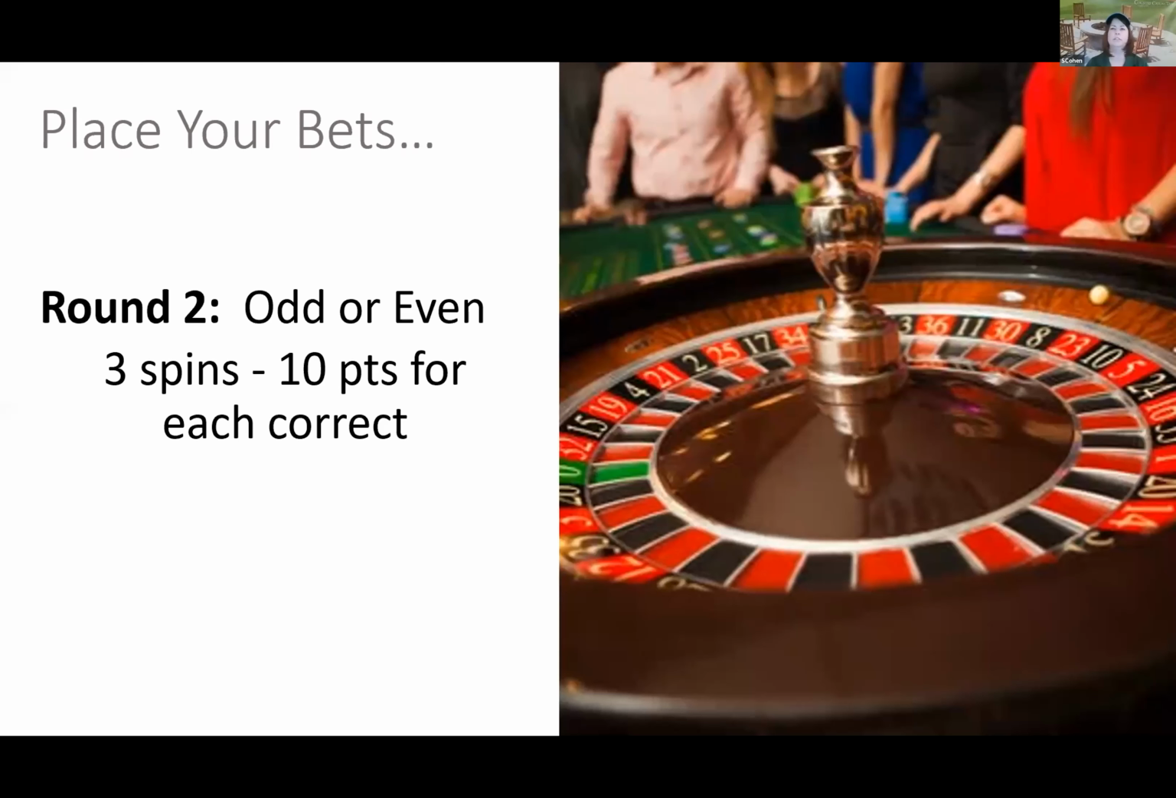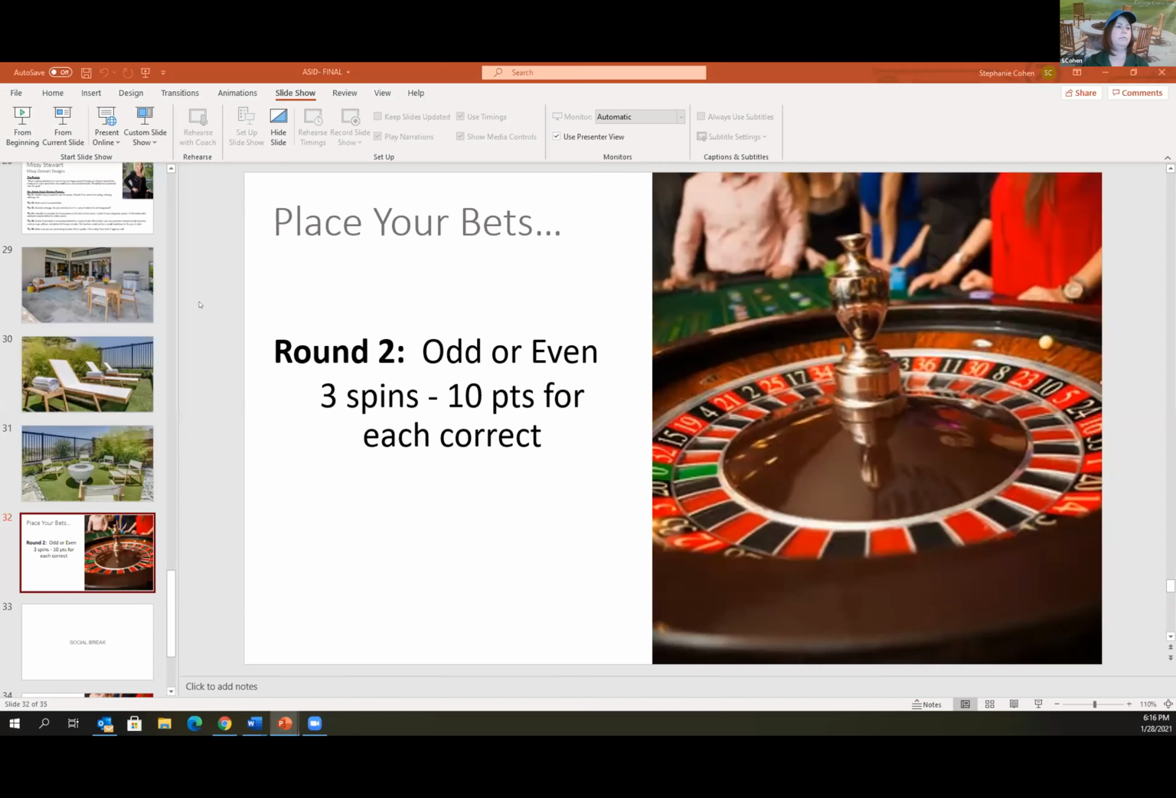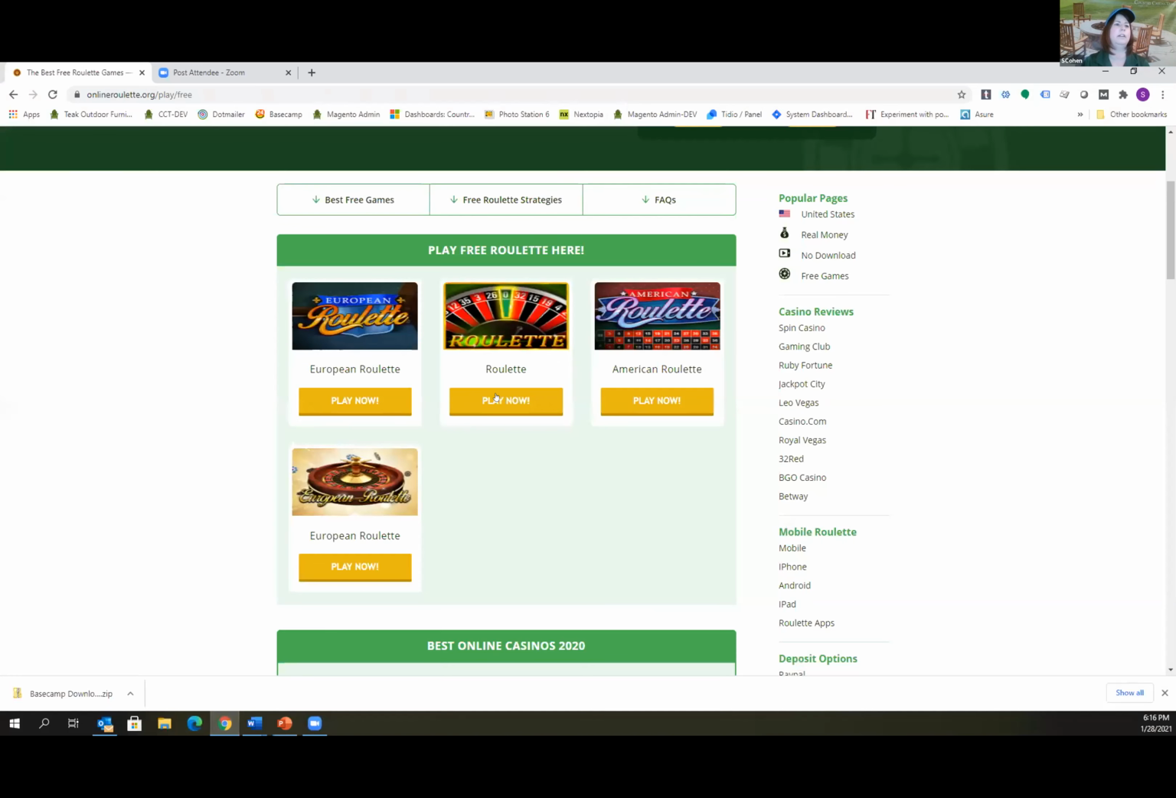All right, it's back to me. So I'm gonna share my screen if everyone can grab their scorecards again. We're entering into round two. So for round two, the bets are gonna be odds or evens. And again, we're gonna do three spins in the round. Again, for each one, you're gonna bet odd or even. So if everyone can grab their scorecards, then we're gonna get the roulette going again.